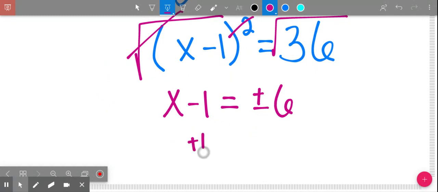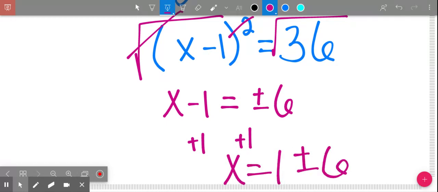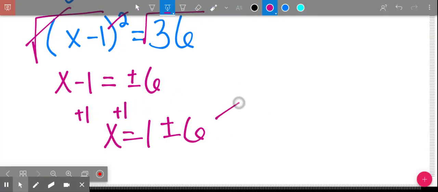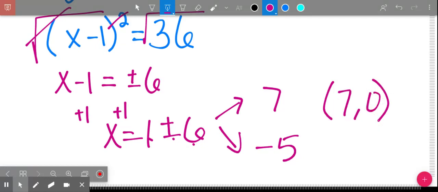Then we're going to add the 1 over. We'll have x is equal to 1 plus or minus 6. So we're going to split it up into our two separate problems. So 1 plus 6 is going to give me 7, and 1 minus 6 is going to give me negative 5. So I'll have a solution of (7, 0), and a solution of (-5, 0).